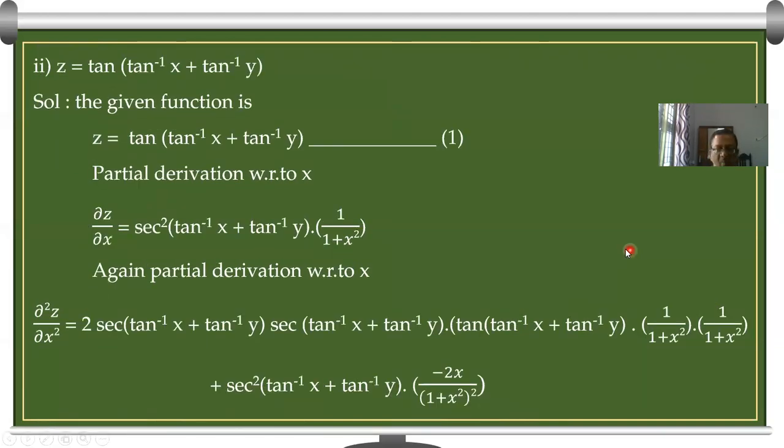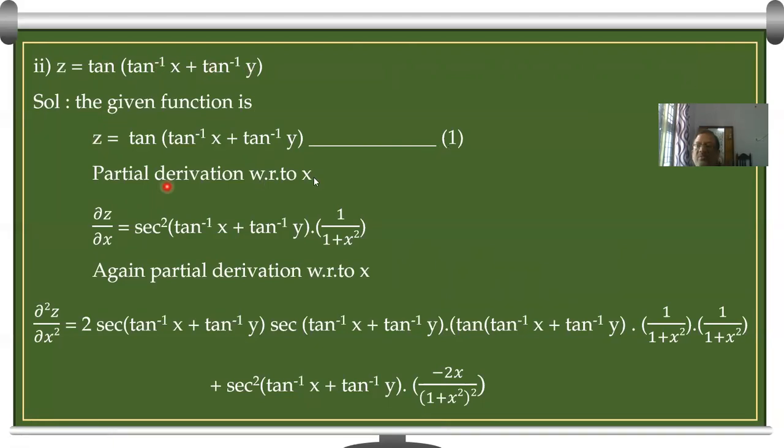Okay, now another problem. Z equal to tan inverse x plus tan inverse y is the given problem. Here we want to calculate the second order partial derivatives for this function. What is the given function? Z equal to tan inverse x plus tan inverse y.